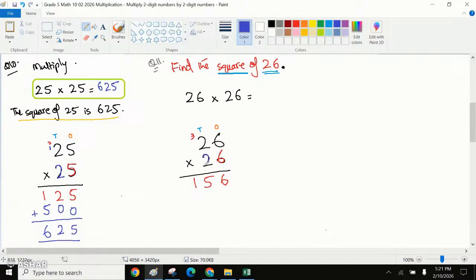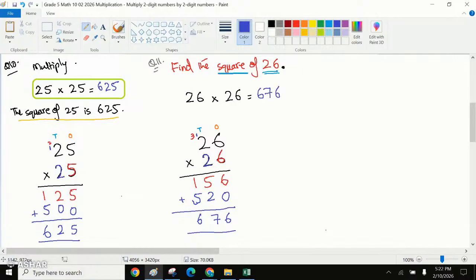When we multiply the tens, we put a 0. 2 multiplied by 6 is 12. We put a 1. 2 multiplied by 2 is 4, plus 1 is 5, right? And when we add them together, we can say 6, 7, and 6. Therefore, the answer would be 676.